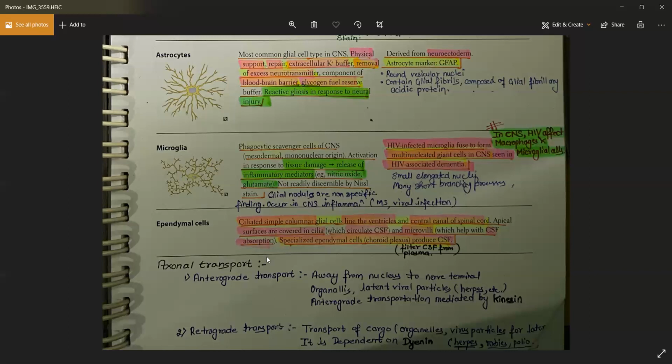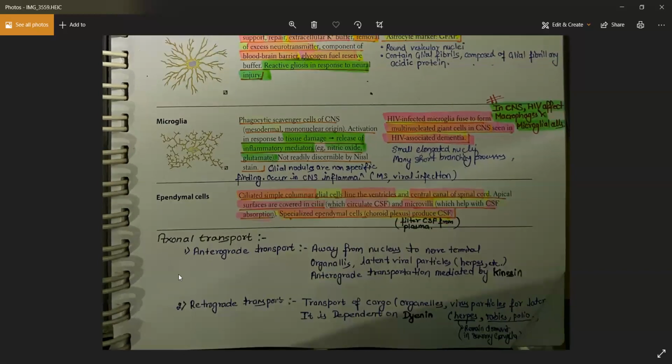At the time of virus activation, whenever you have any latent virus in the cell body, this virus can get activated. The activation happens with the help of this anterograde transport. The protein or microtubule motor responsible for the anterograde transport is kinesin. Then you have the retrograde transport, and the protein responsible for the retrograde transport is dynein.